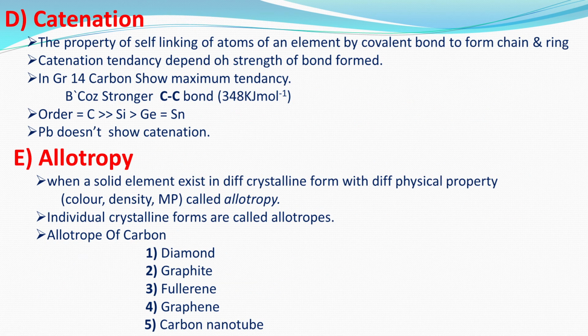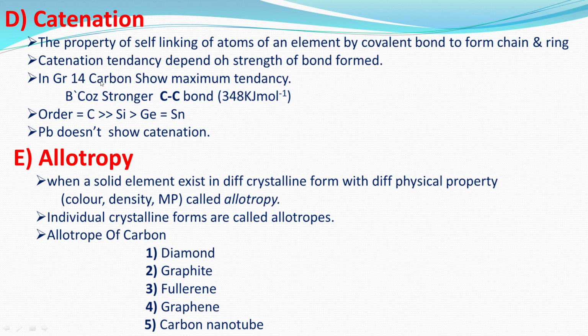Next property, the catenation. In this catenation, firstly we study the definition. The property of linking of atoms of an element by covalent bonds to form chains and rings is called catenation. Catenation tendency depends on the strength of the bond formed. In group 14, carbon shows maximum tendency.